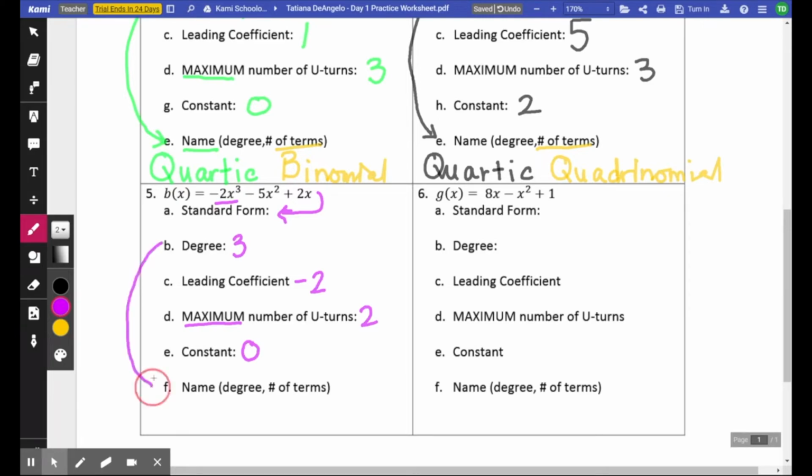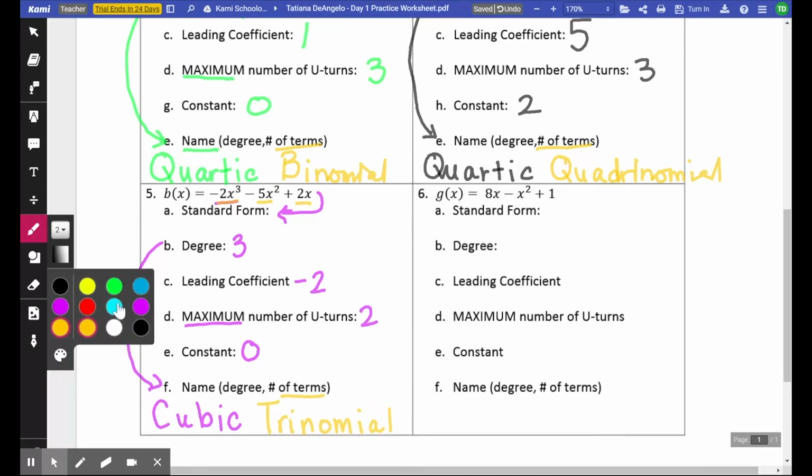And again, I know that the name is influenced by the degree. So if it has a degree of 3, it is cubic. And I see that it has 3 terms. So the number of terms, 1, 2, 3. So think of a tricycle. 3 would be a trinomial. So that is a cubic trinomial.